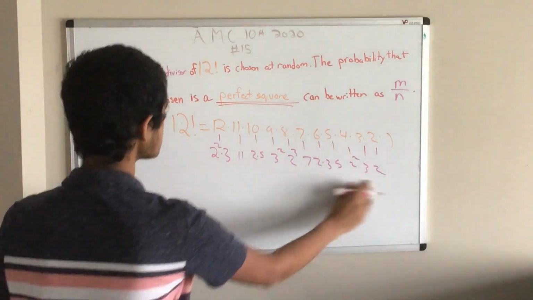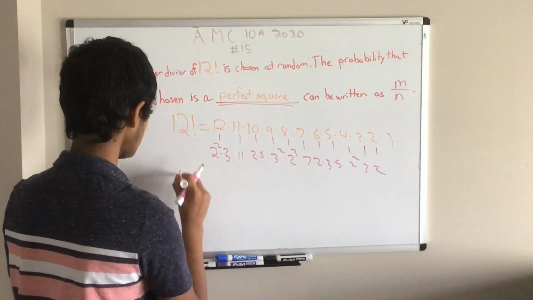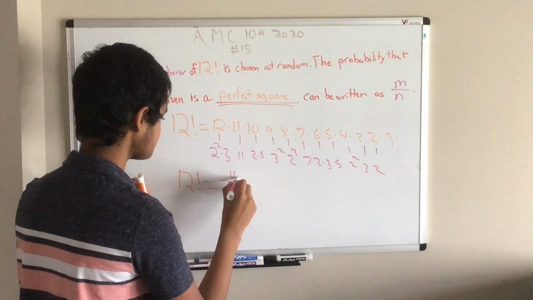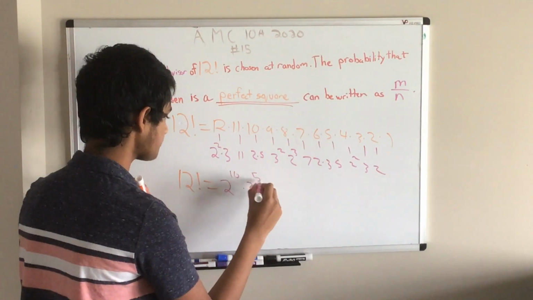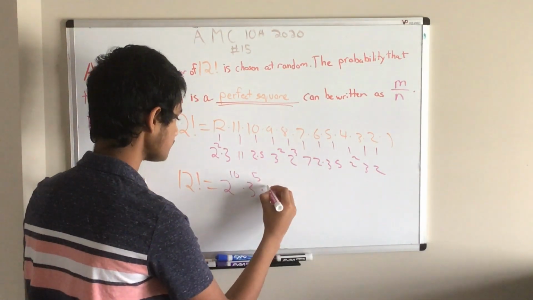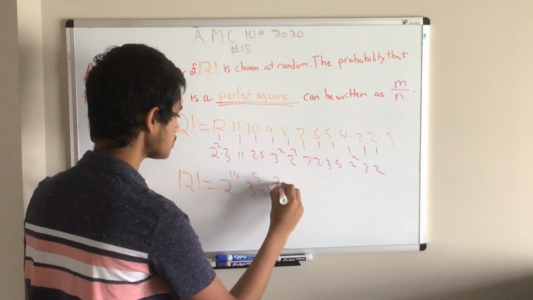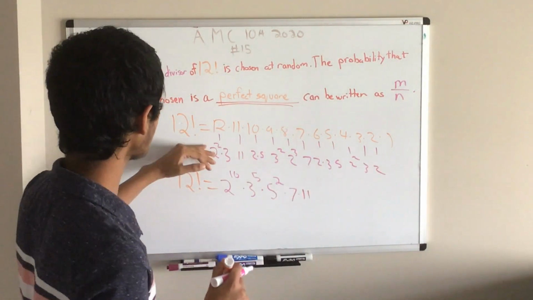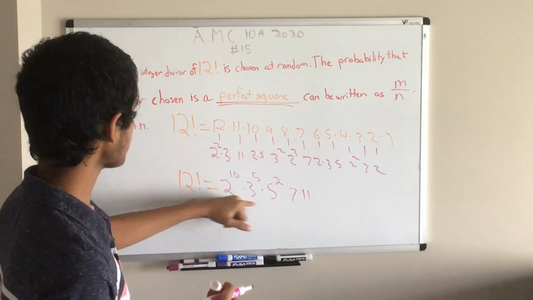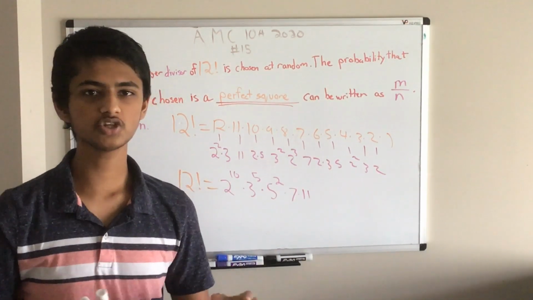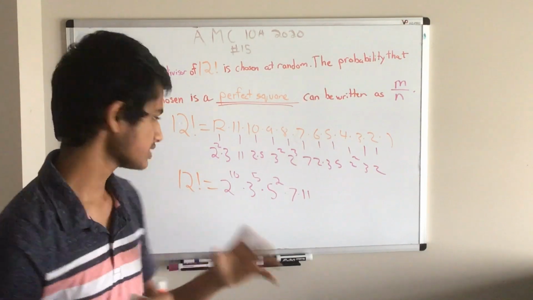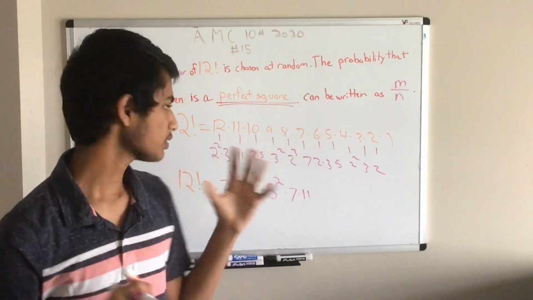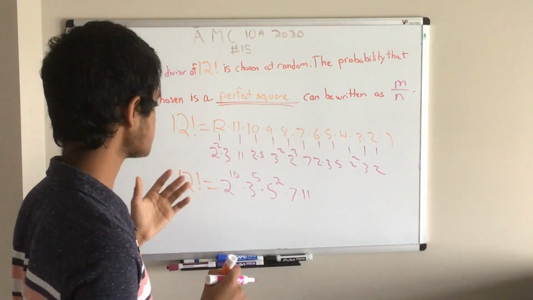When we combine all these prime factors, 12 factorial is going to be the same thing as 2 to the power of 10 times 3 to the power of 5 times 5 to the power of 2 times 7 times 11. And if you want a quicker way of finding the prime factorization of 12 factorial, I encourage you to look up Legendre's formula, because it's a really fast way of finding the prime factorization of really big numbers. But we won't go into detail for this video.